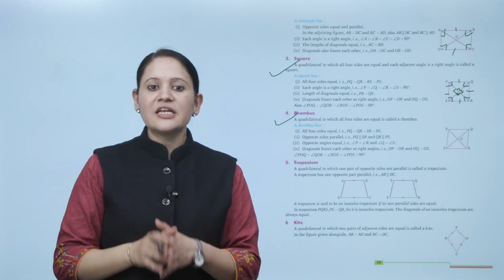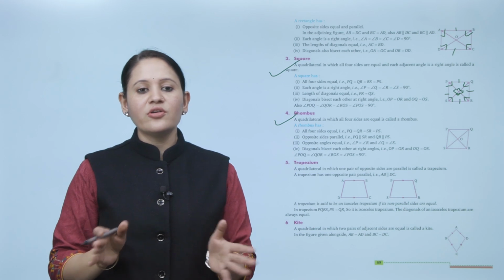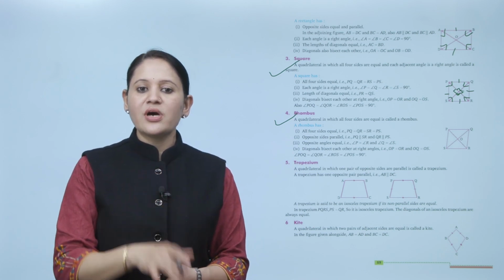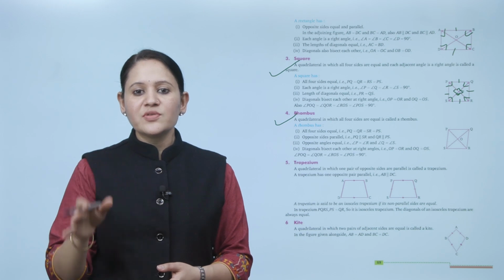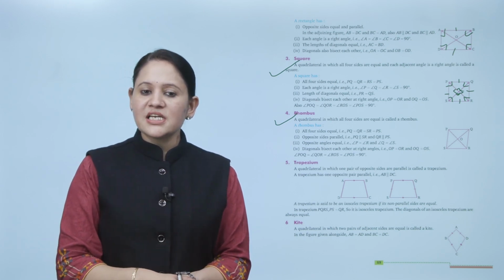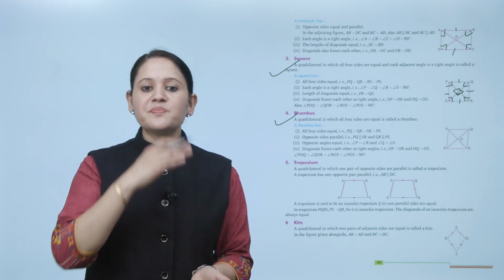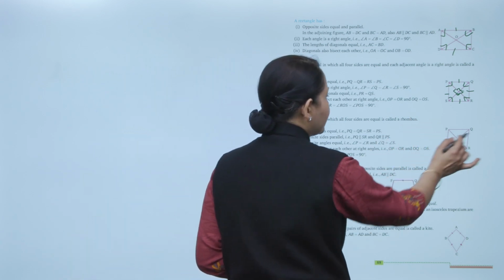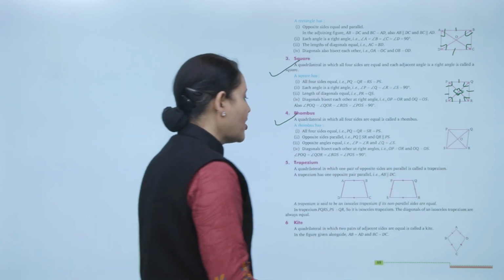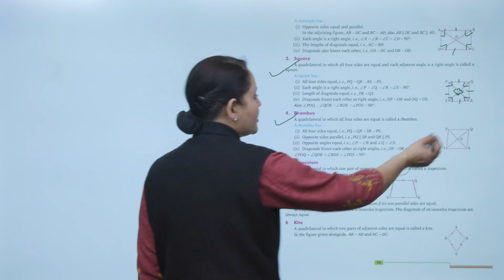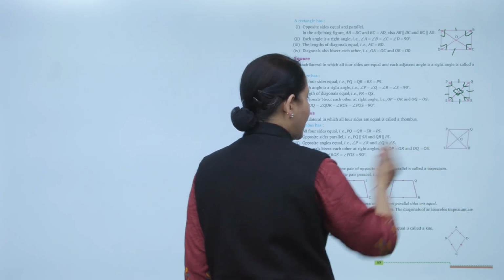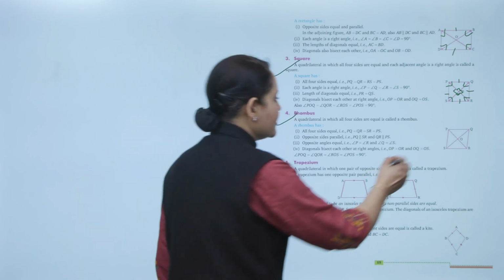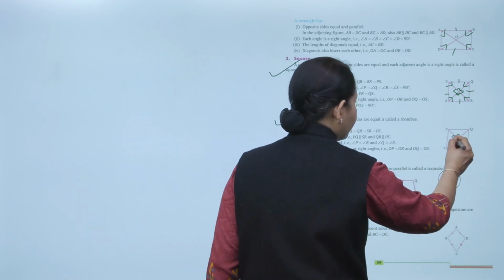Next is rhombus. Rhombus is a quadrilateral in which all four sides are equal. A rhombus has all four sides equal, meaning PQ equals QR equals RS equals PS. Opposite sides are parallel, meaning PQ and SR are parallel, and PS and QR are parallel. Opposite angles are equal, meaning Q and S are equal, P and R are equal. Diagonals bisect each other at right angle, meaning a 90 degree angle will be formed here.